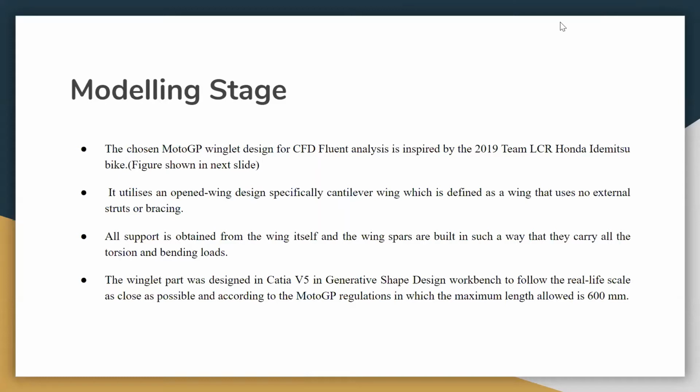The figure shown in the next slide utilizes an open wing design, specifically a cantilever wing, which is defined as a wing that uses no external strut for bracing. All support is obtained from the wing itself, and the wing spars are built in such a way that they carry all the torsion and bending loads. The winglet part was designed in CATIA V5 in the Generative Shape Design workbench to follow the real life scale as closely as possible and according to the MotoGP regulation, in which the maximum length allowed is 600 millimeters.